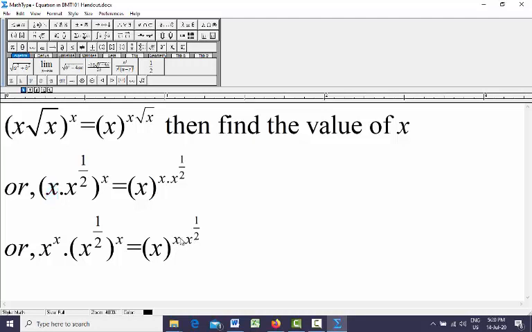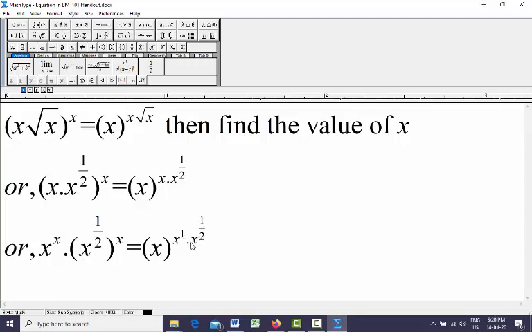Now here we have only x, so that means no power. But as I said, no power doesn't mean there is no power. No power means there is a power which is 1. So now you pay attention. Here we have x to the power 1 multiplied by x to the power half.